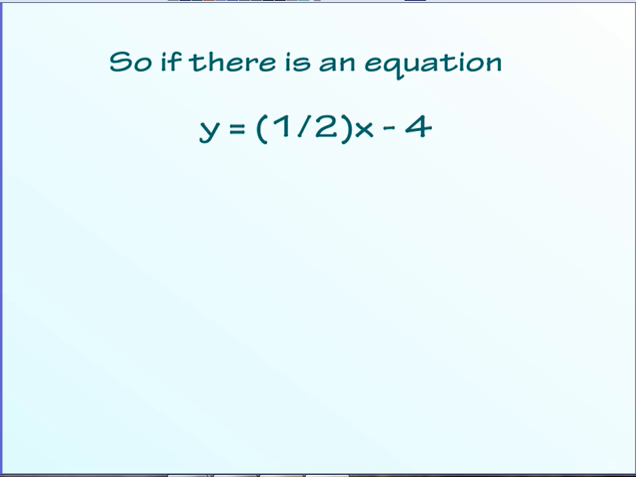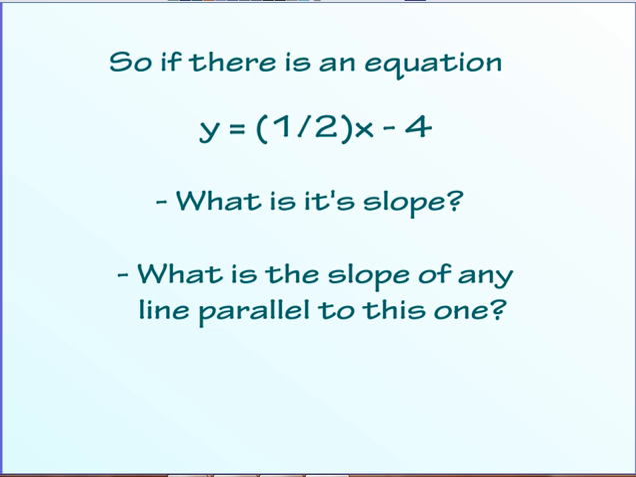So if I have an equation y equals 1/2 x minus 4, what's the slope of this line? Always look for the coefficient in front of the x when we're in slope-intercept form and you'll find it. So the slope of this line is 1/2. What's the slope of any line that's going to be parallel to this one then? Well, if my original slope is 1/2 and parallel slopes are the same, then a parallel slope is also going to be 1/2. That's going to be important to remember today.